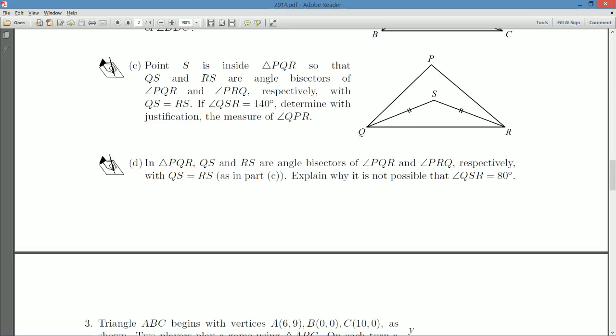Okay. Well, let's suppose it were. And we'll see if we can work out some sort of contradiction, like maybe these two lengths can't possibly be equal, or maybe one of these triangles isn't really a triangle. Who knows? Well, let's take a look.